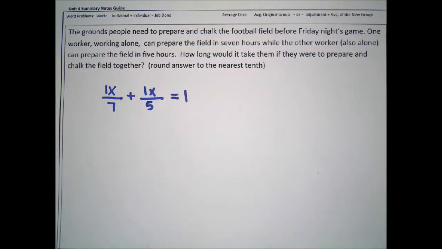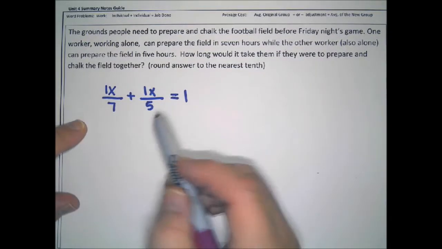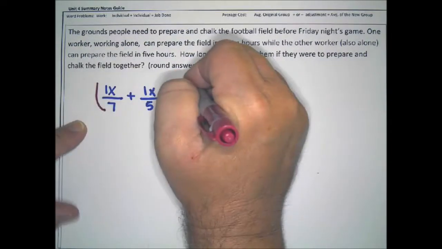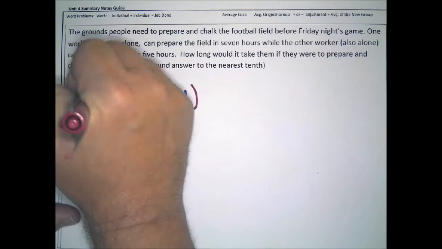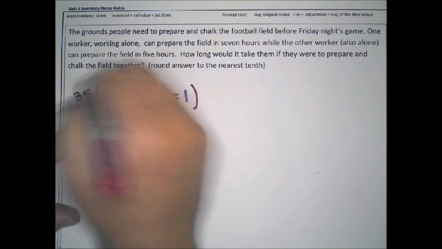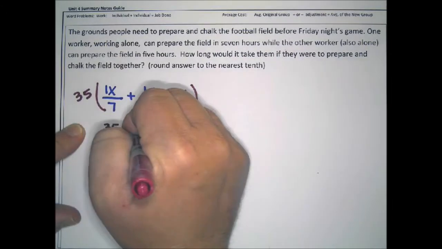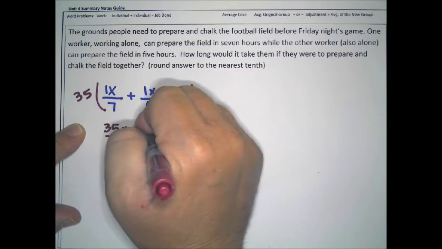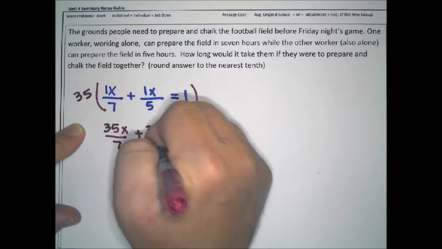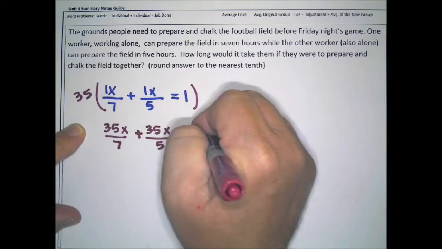Now all we have to do is clear the fractions by multiplying all the terms in the problem by the common denominator, or the least common multiple, which is 35. So the entire problem gets multiplied by 35. Now, 35x over 7 plus 35x over 5 equals, don't forget, 35 times 1 equals 35.